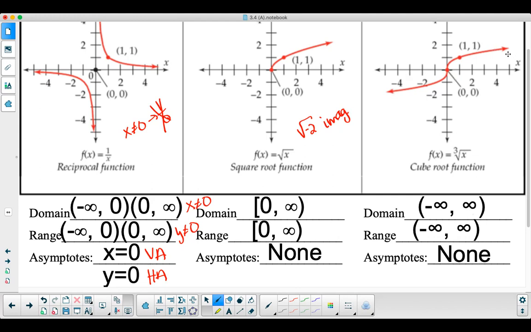For the cube root function, when you have odd roots, you can have negative numbers. You can have a cube root of a negative number. So your domain for this one is going to be all reals, and your range will also be all reals. Inputs and outputs can be both positive and negative for cube root. And again, no asymptotes.